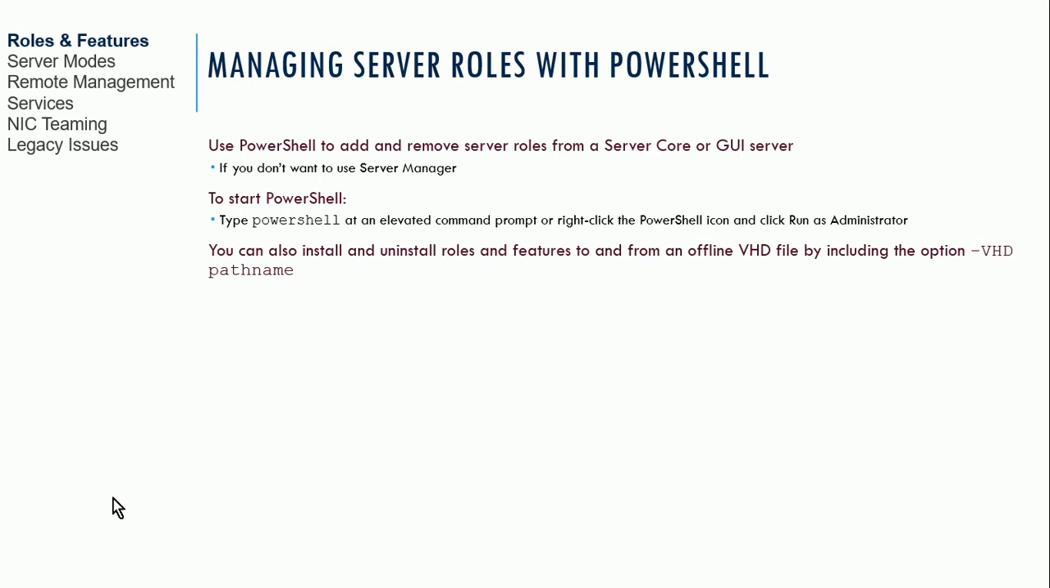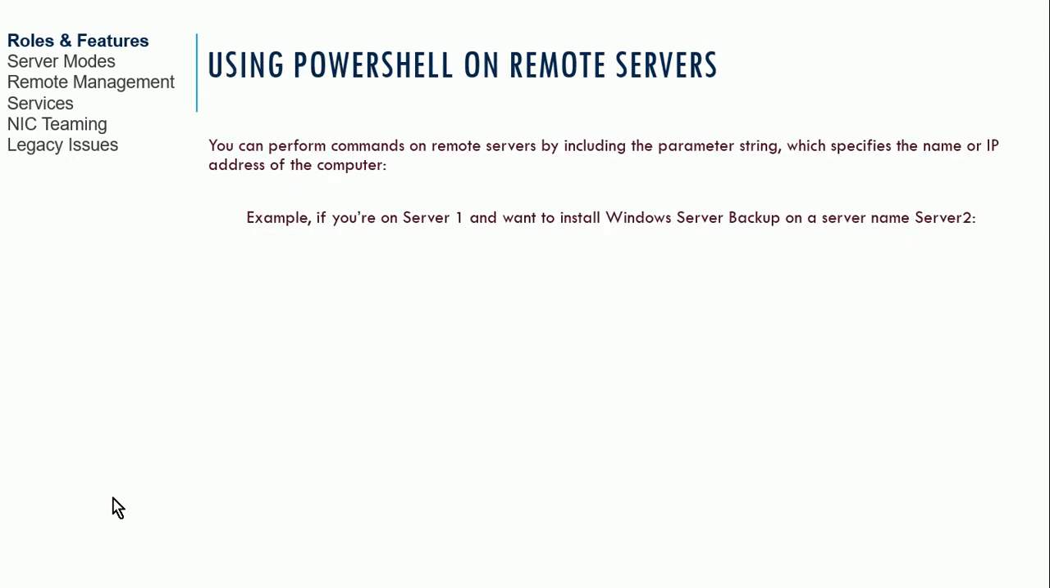You can also install and uninstall roles and features to and from an offline VHD file by including the option -VHD path name. So you can either connect PowerShell to a remote server using the UNC path or the IP, or you can use a VHD file, which again is the Hyper-V file. You can perform commands on remote servers by including the parameter string, which specifies the name or IP address of the remote server. So it's just -ComputerName, and then the string, of course, would be the IP address.